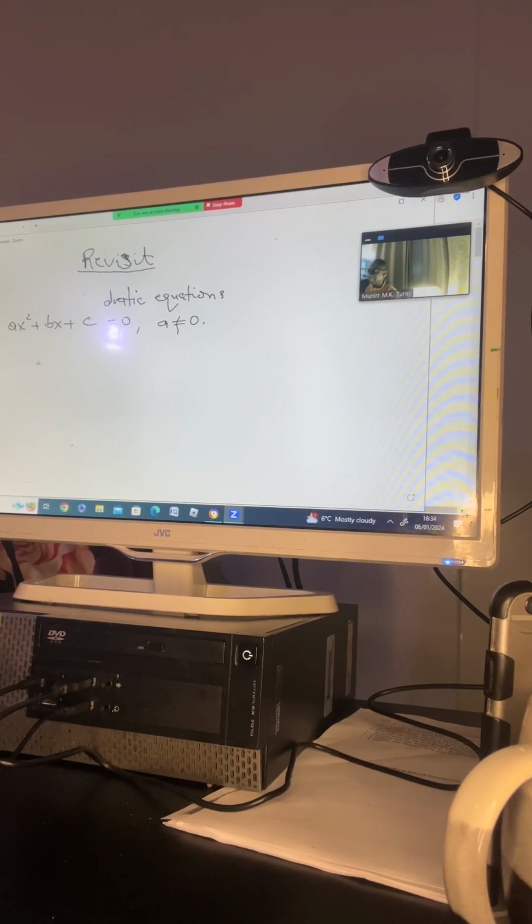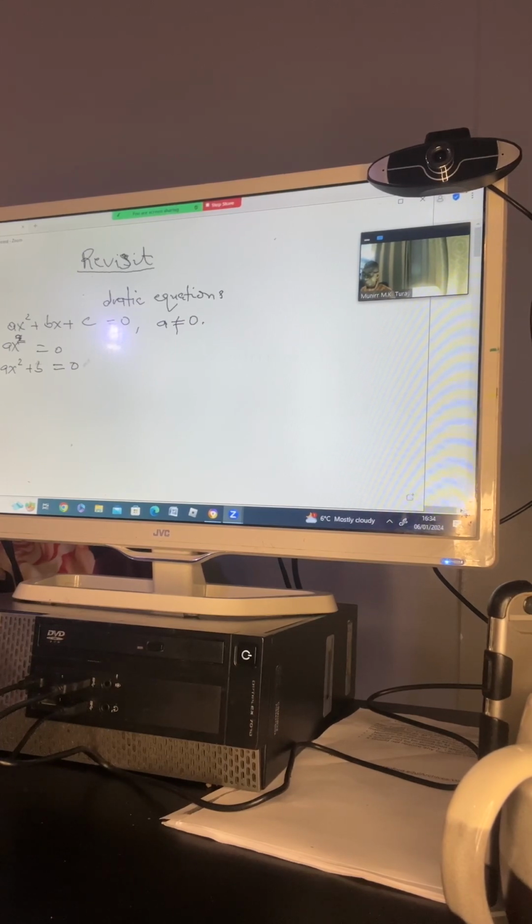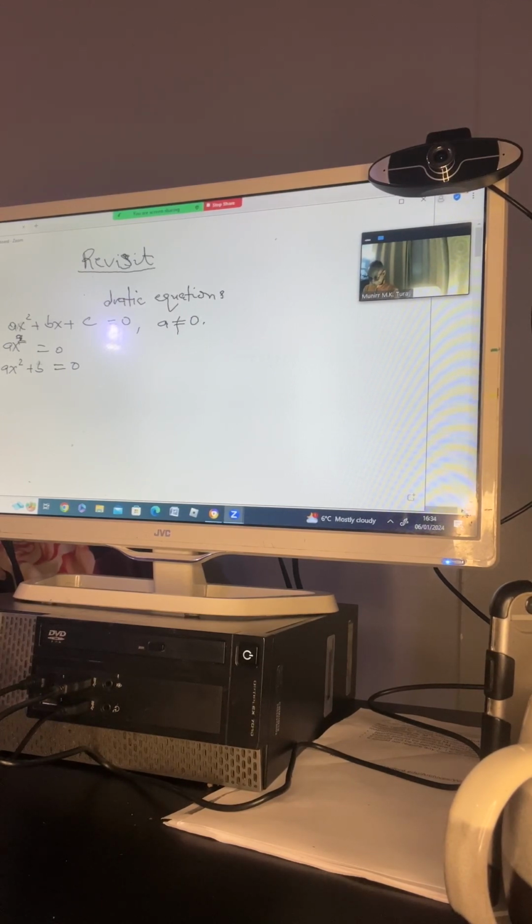Any other thing apart from a and x squared could be 0. So even if you have ax squared equal to 0, it's still a quadratic equation. If you have ax squared plus b, it's still a quadratic equation, as long as the highest power of the unknown here is x, where a and b are numbers. A, b, c, these are numbers.